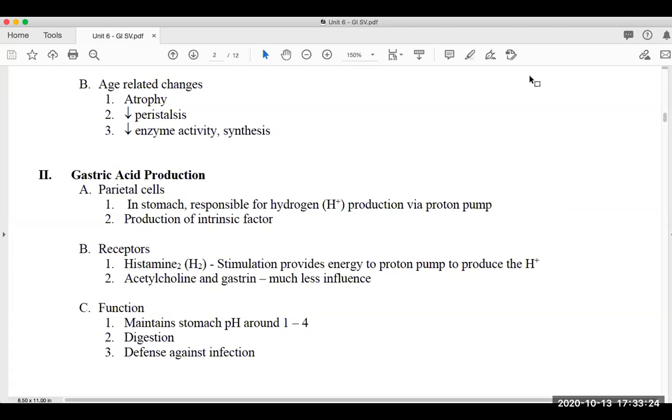Peristalsis is the involuntary constriction and relaxation of the muscles of the intestine. We don't voluntarily do it, we involuntarily do it. Our body just does it. It's those wave-like movements that push or propel contents forward. Well, as we age, we have decreased peristalsis. We do not have as effective peristalsis as we did when we were younger. And then we also have decreased enzyme activity and synthesis.